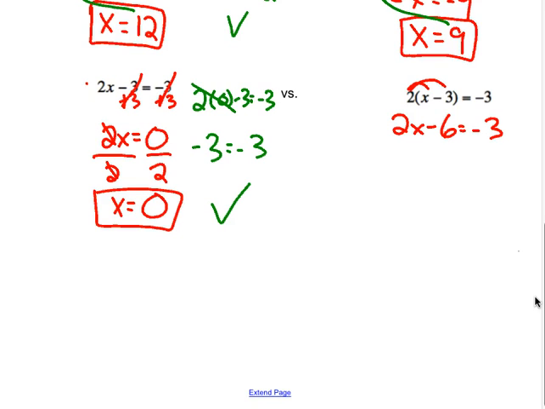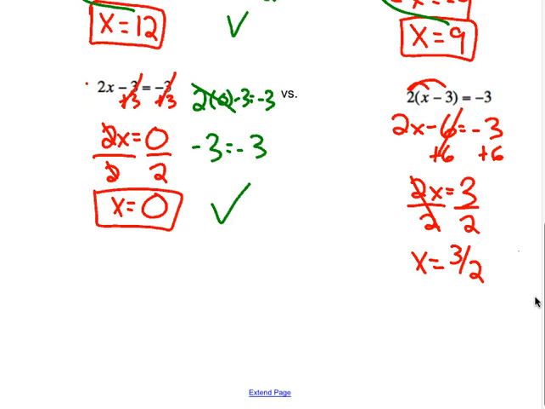Okay, so at this point is when we'd add the 6 over. Negative 3 plus 6 just leaves you with a positive 3. And then you would divide by 2. So x equals 3 halves.